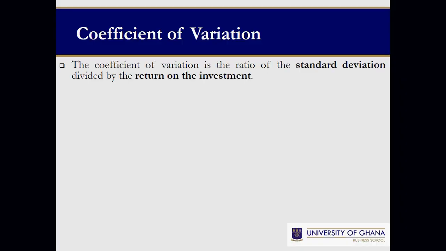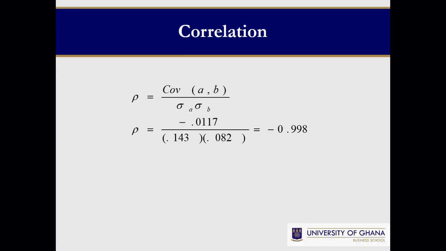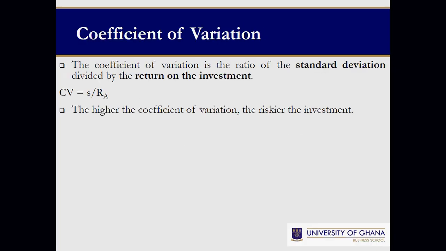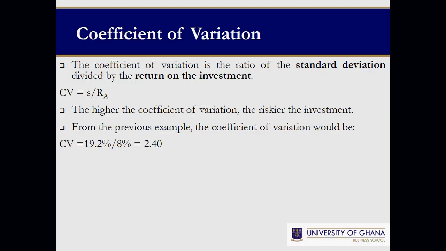So now, let's talk about coefficient of variation. This is what we need under correlation. I'm sure I will do a tutorial on it. The coefficient of variation is the ratio of the standard deviation divided by the return on the asset. So the higher the coefficient of variation, the riskier the investment, meaning that the investment is more volatile and risky. Right? So from our example, this is what they had, but this shouldn't be it. Normally, we use the coefficient of variation to compare two assets.